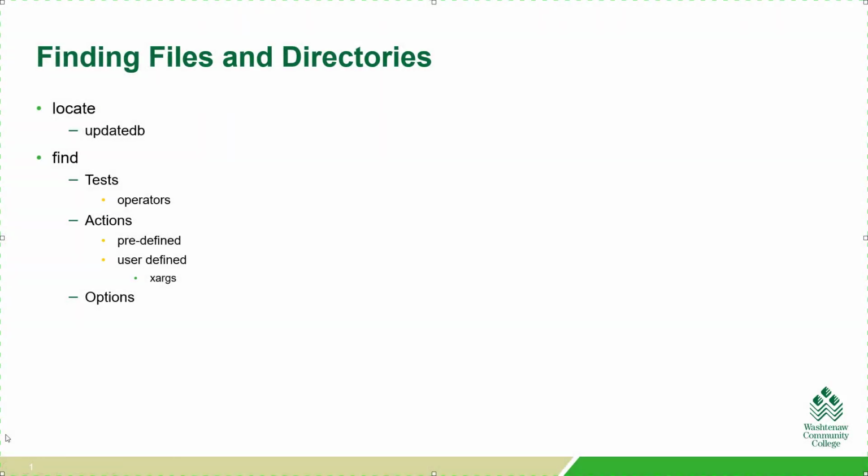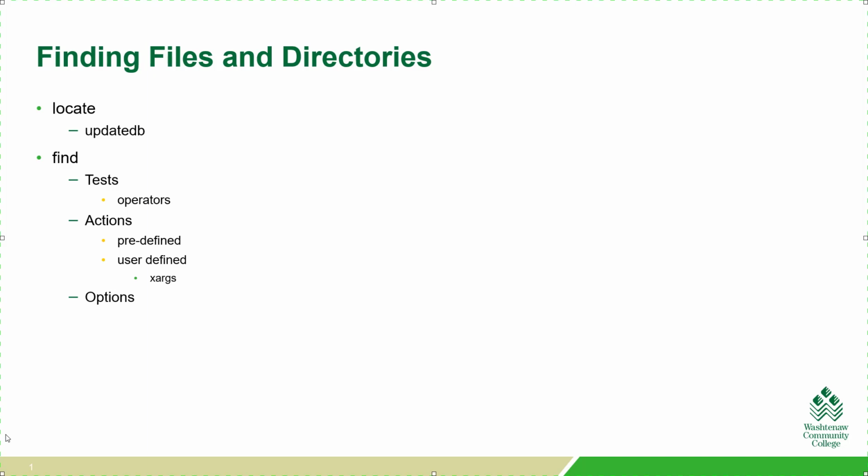To summarize, we're looking at finding files and directories. We looked at the locate command, and basically what that does is it searches a database for the specific name of what you entered, and as you can see, you can get a lot of returns, so it can sometimes not be so helpful. And we also talked about updatedb, which of course if the database has not been updated, then you may not find what you're looking for.